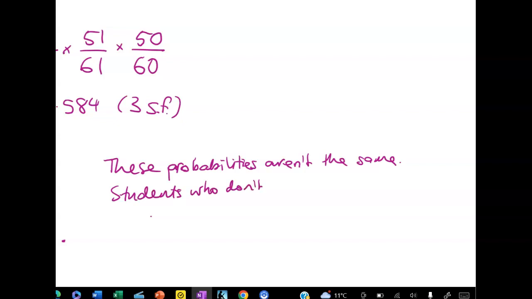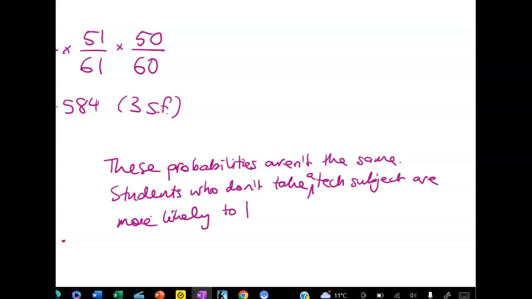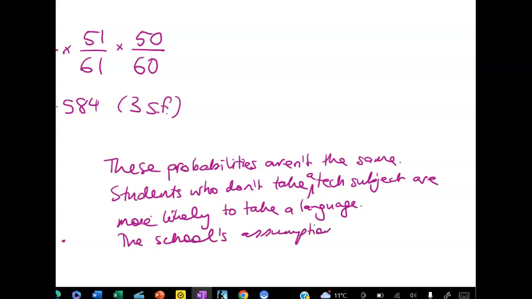Okay, so students, or you could say it the other way around, students who don't take a tech subject are more likely to take a language. So I'm sure some of you are forwarding through this part, but this is really important that you write it out properly. And the last thing that we've got to say is, what is the school's assumption? Is it right or wrong? Okay, so the school's assumption, or the school's claim, I think they said assumption here, is wrong.